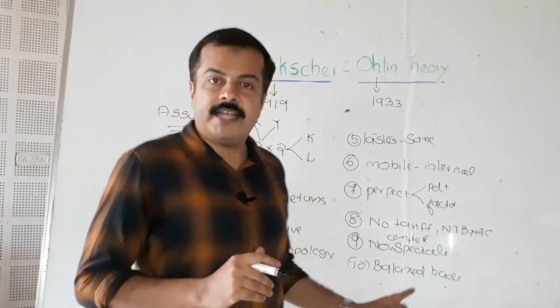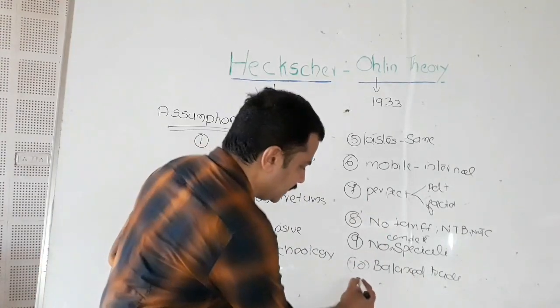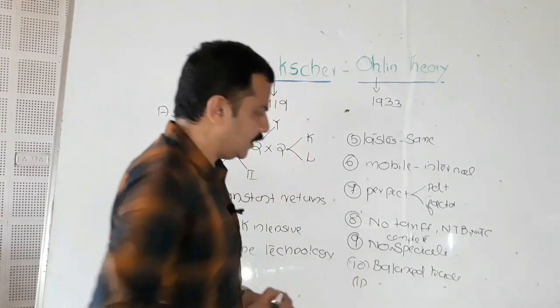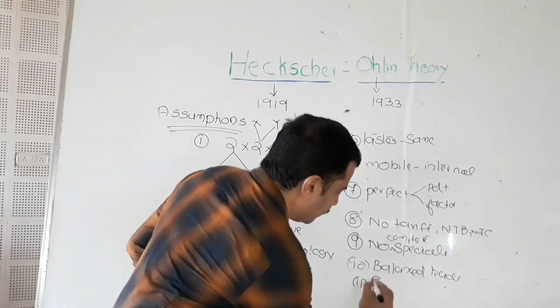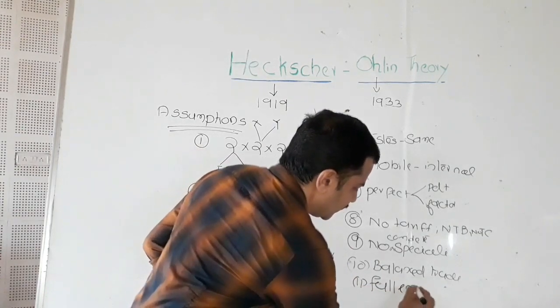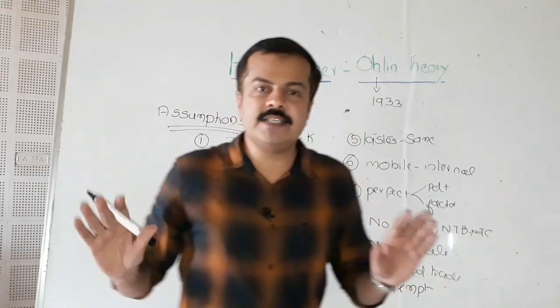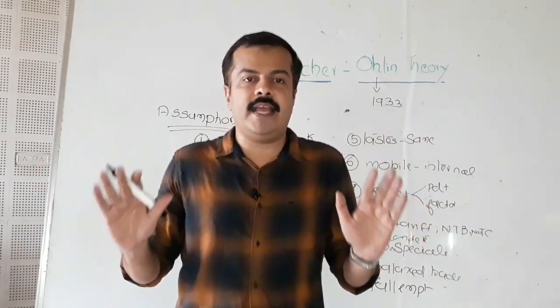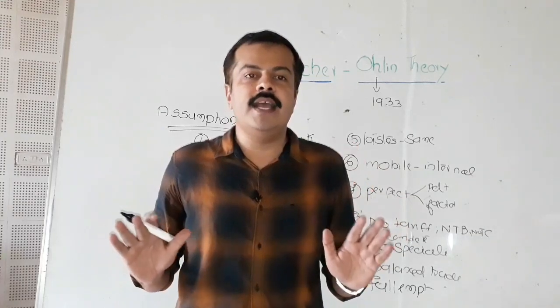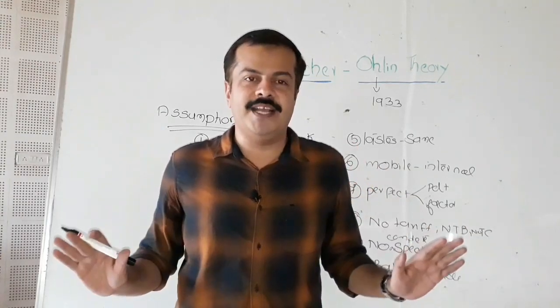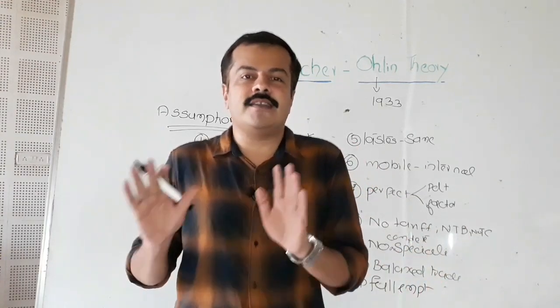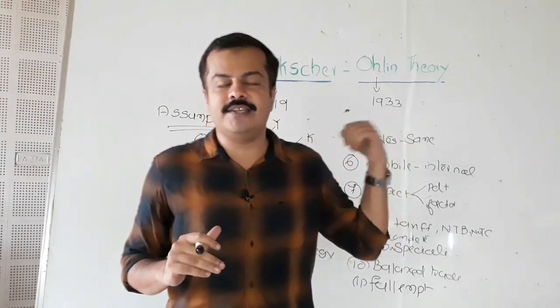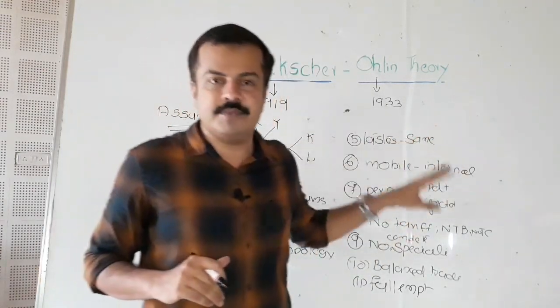So the 11th and the last assumption as far as this model is concerned is that there is the presence of full employment. That is, factors of production in both the countries, that is capital and labor, are assumed to be having full employment. There are no unemployed resources as far as country 1 and country 2 are concerned. So these are the assumptions of the model.